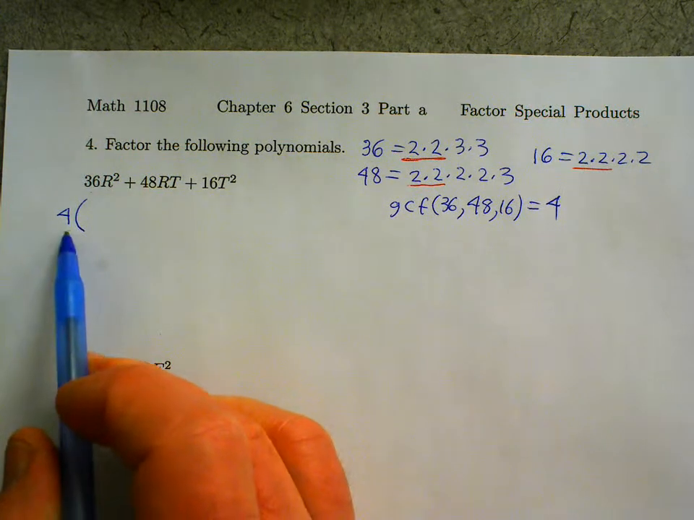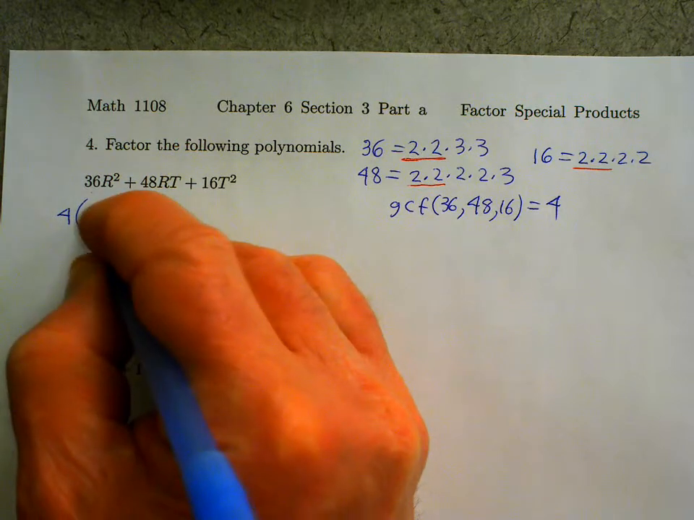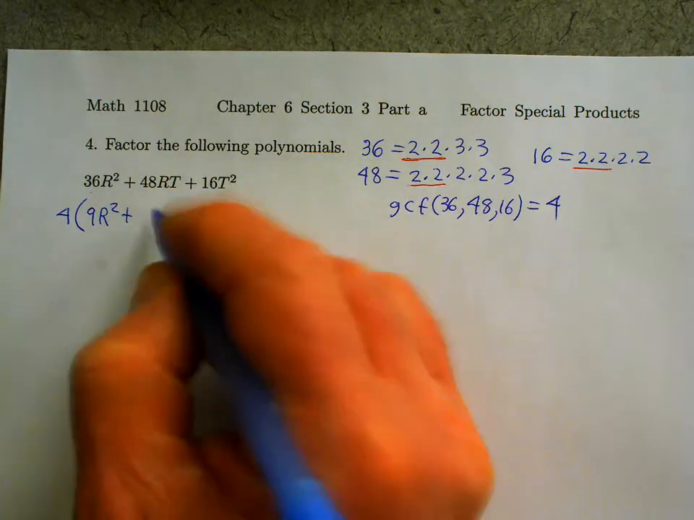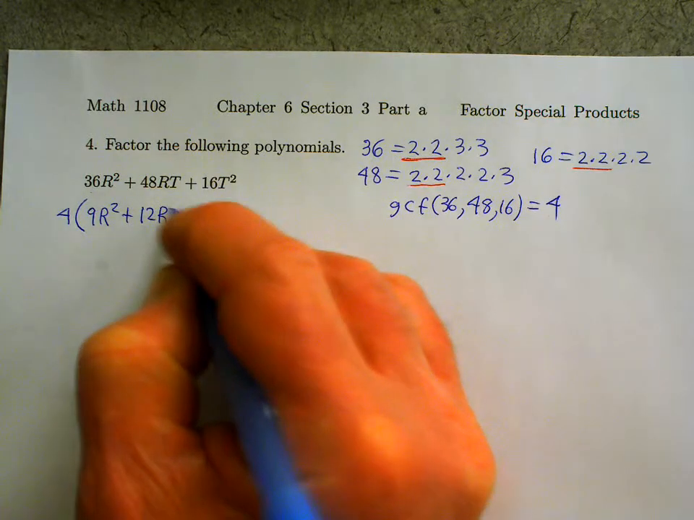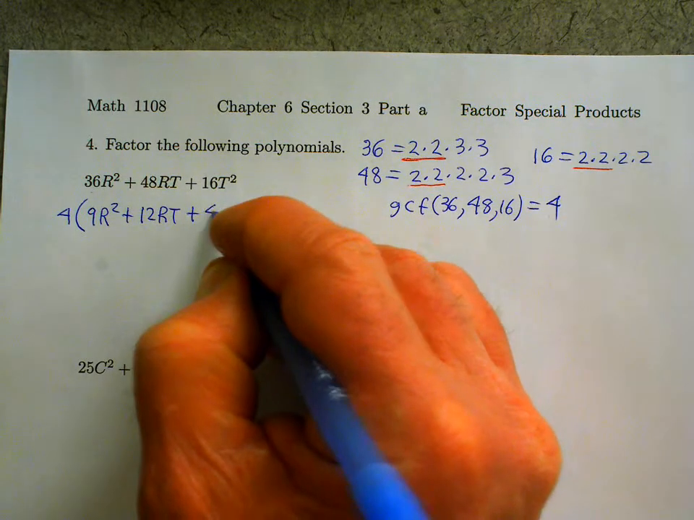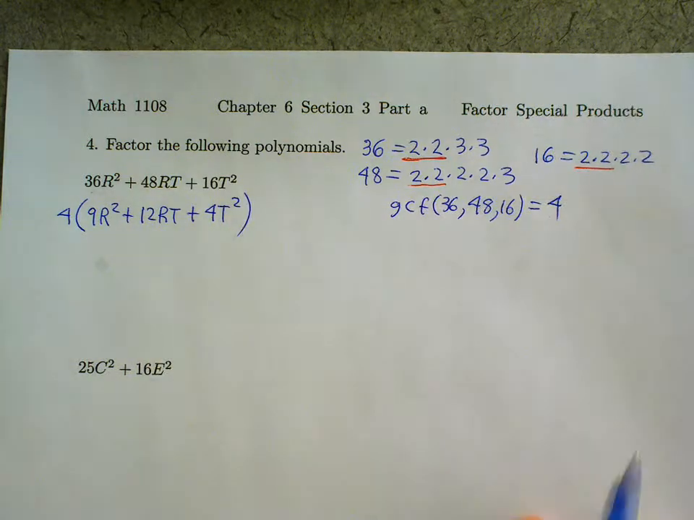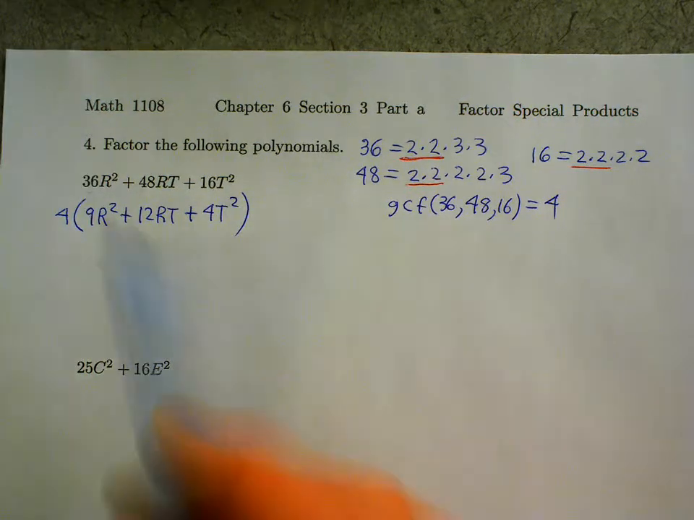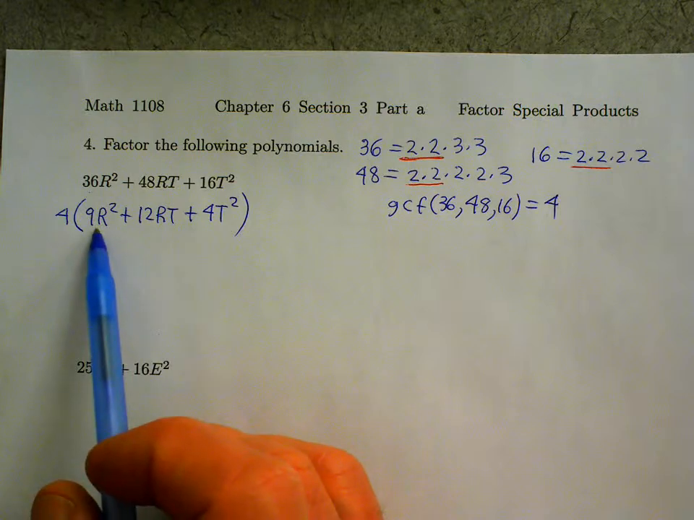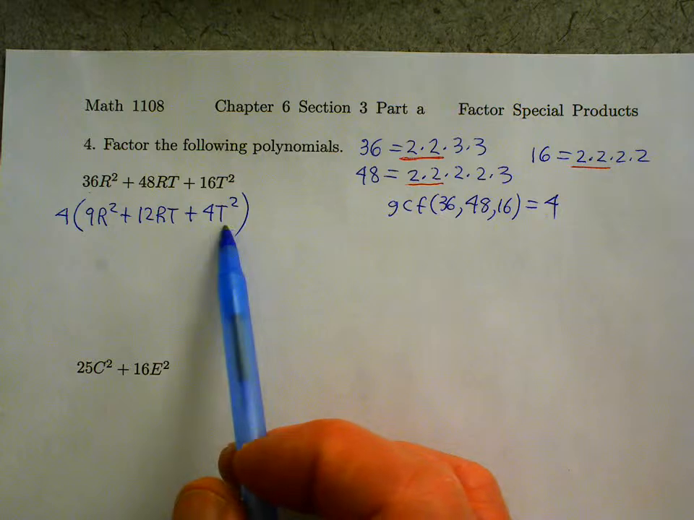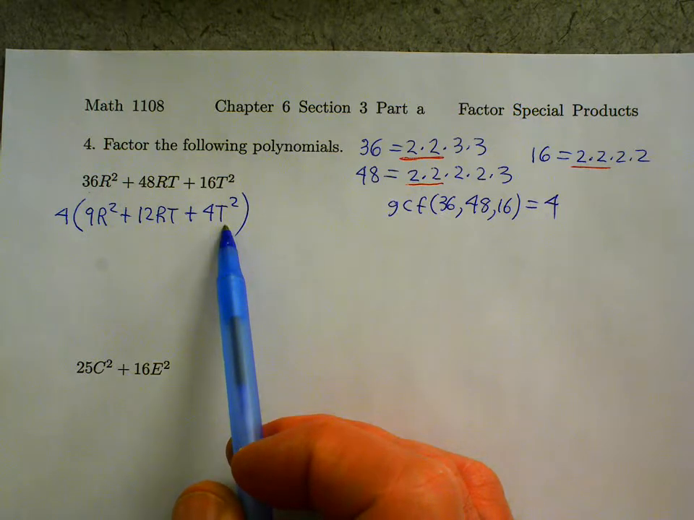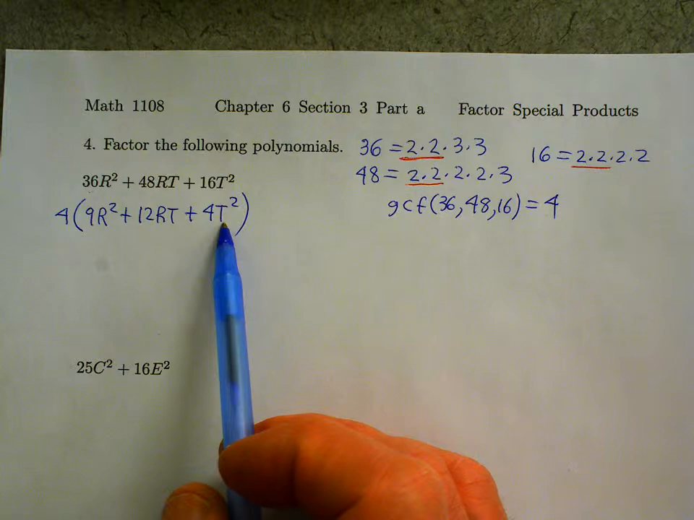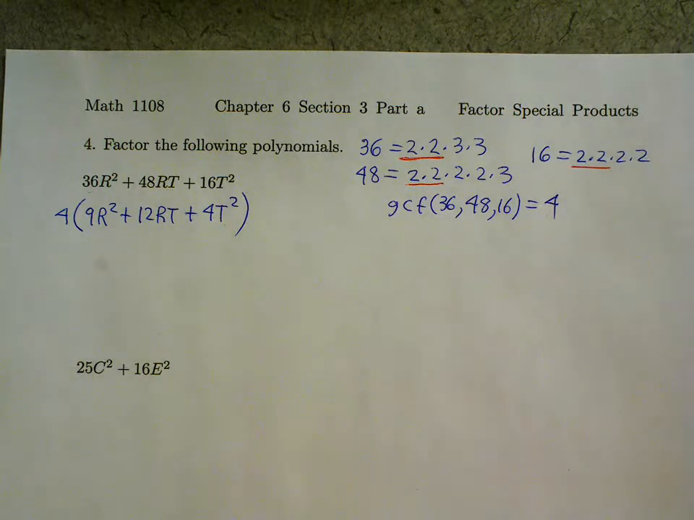And when we factor 4 out, we're left with 9r to the second plus 12rt plus 4t to the second. Okay, inside the parentheses, 9r to the second is a perfect square, and 4t to the second is a perfect square. So we wonder if the middle term, the trinomial, is also a perfect square trinomial.